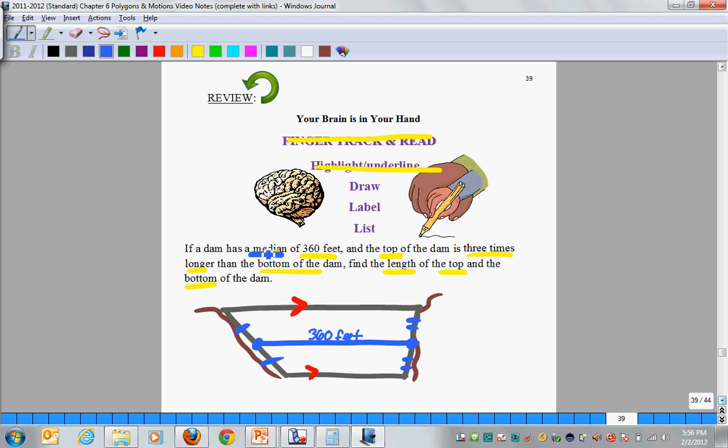Make sure you label stuff and cross stuff out as you account for it. The top of the dam is 3 times as big as the bottom. We don't know the bottom, so we're going to call it X, which means the top is going to be 3 times X. We want to find the length of the top and the bottom of the dam. So our question is this: what is the length of top and bottom?